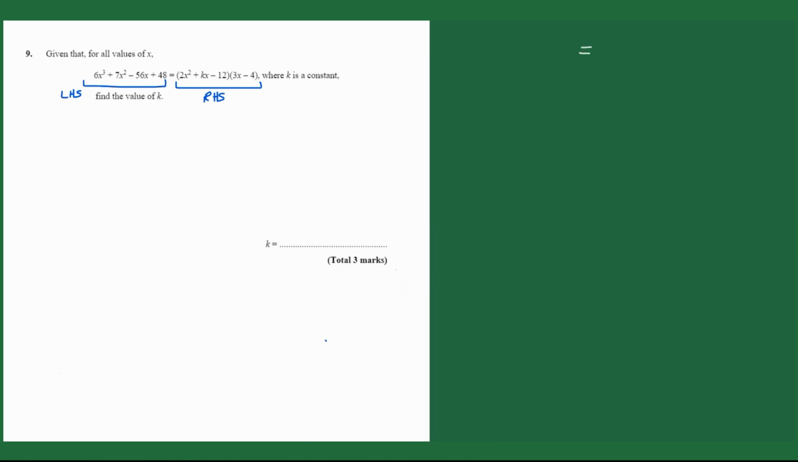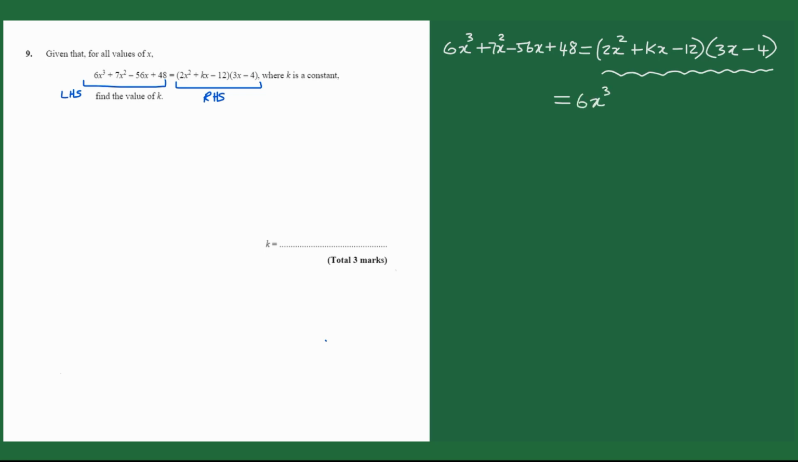So the equal sign in the middle, the left hand side is 6x cubed plus 7x squared minus 56x plus 48, and that is equal to 2 brackets, so 2x squared plus kx minus 12 times 3x minus 4. So I'm going to expand these 2 brackets and see what answer comes for the right hand side.